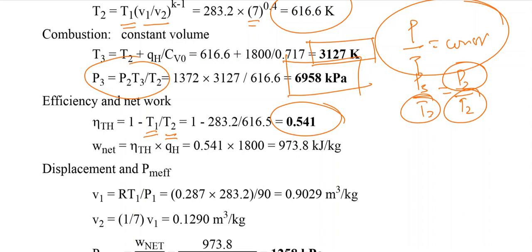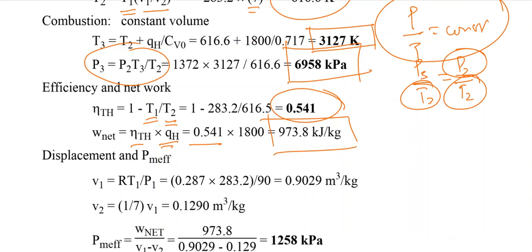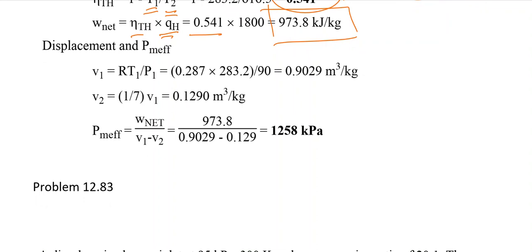The net work would be thermal efficiency multiplied by the heat transfer, as efficiency is work divided by heat. So the net work would be efficiency multiplied by the heat transfer, which is 0.541 multiplied by 1800, and you can find the net work of the cycle as 973.8 kilojoule per kg.